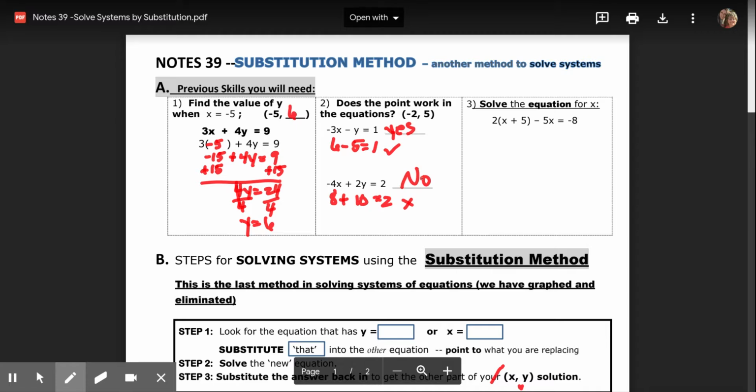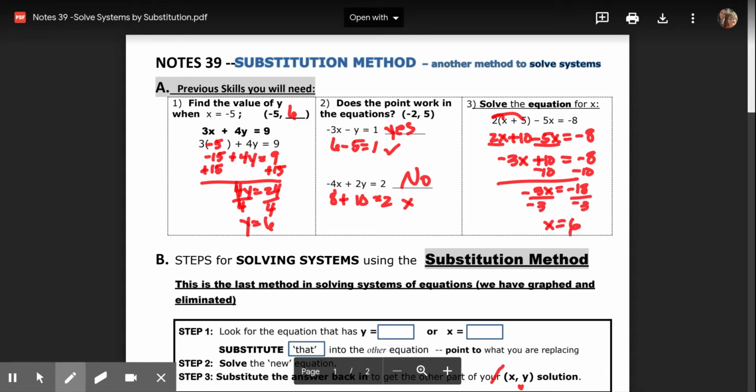Problem 3, solve the equation for x. So we're going to distribute, hippity-hoppity, distributive property. So 2 times x is 2x, 2 times 5 is 10, minus 5x equals -8. Then I'm going to combine my like terms, the 2x minus 5x, that gives me -3x, plus 10 equals -8. Subtract 10 from both sides. So -3x equals -18. Divide both sides by -3, and x is equal to 6.